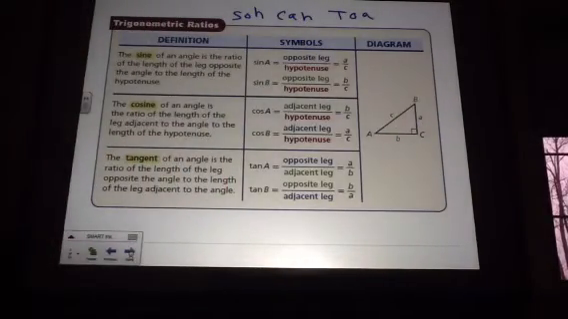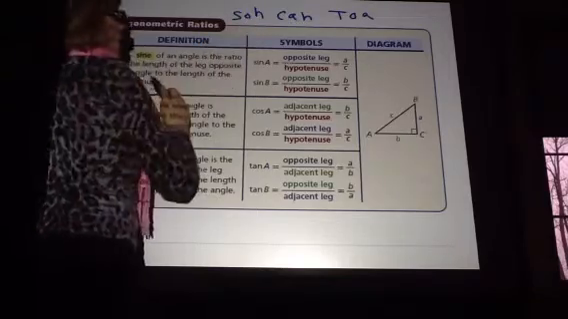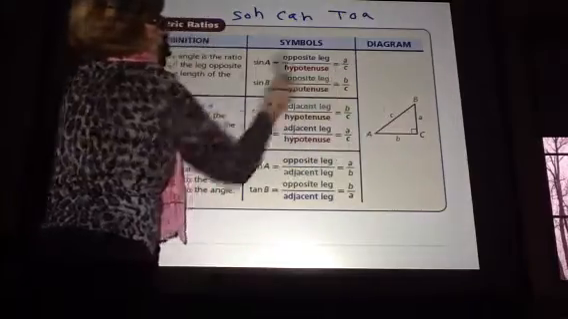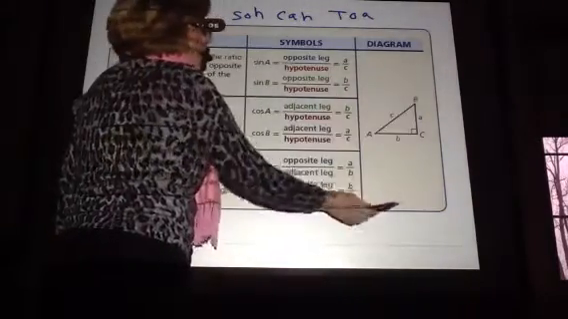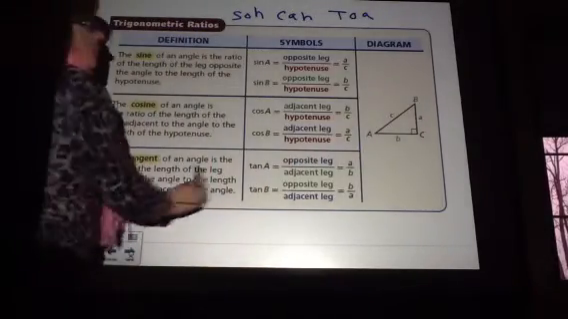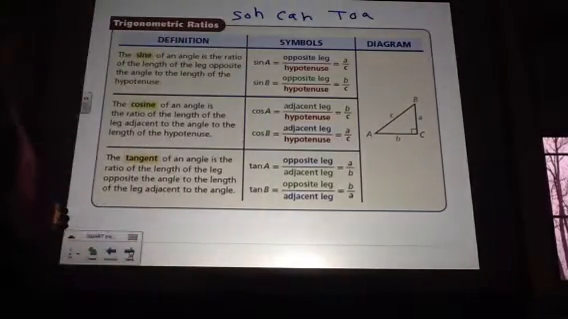Alright, so what this means is sine is opposite over hypotenuse. So the sine of A is A over C, opposite over hypotenuse. Sine of B is opposite over hypotenuse, B over C. Okay? Can't use that right angle there. Using the acute angles.